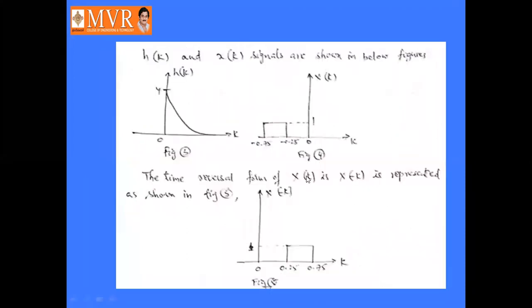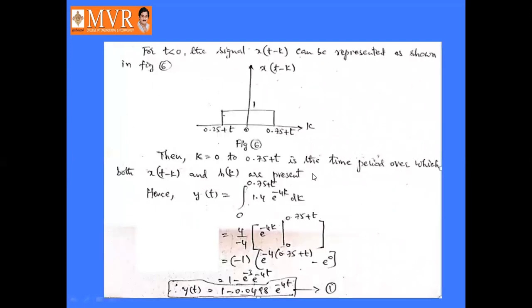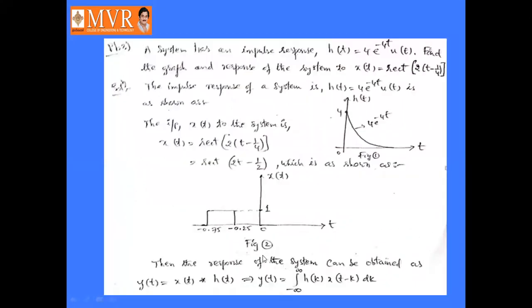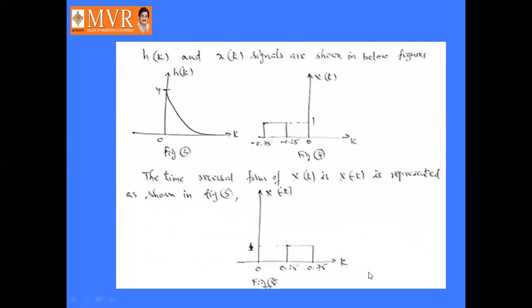H of k is this one. X of t minus k with k equal to 0 to 0.75 plus t. Then y of t becomes, for t less than 0, integral from 0 to 0.75 plus t, 1.4 into e power minus 4k dk. 1.4 is nothing but the h of k value. H of k is 4 into e power minus 4t, right? Or 4 into e power minus 4k.